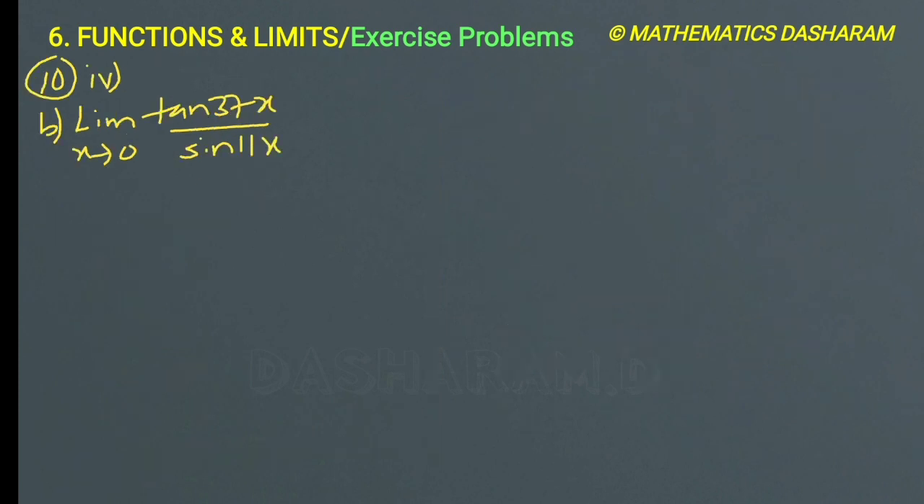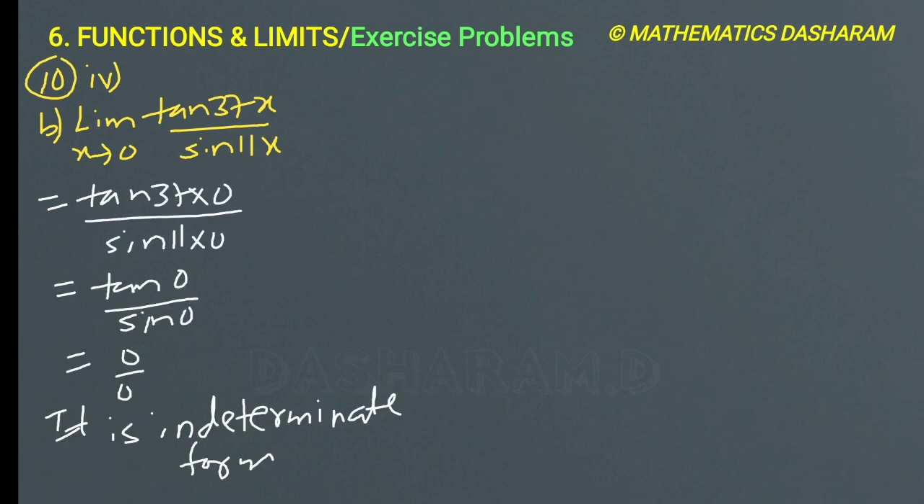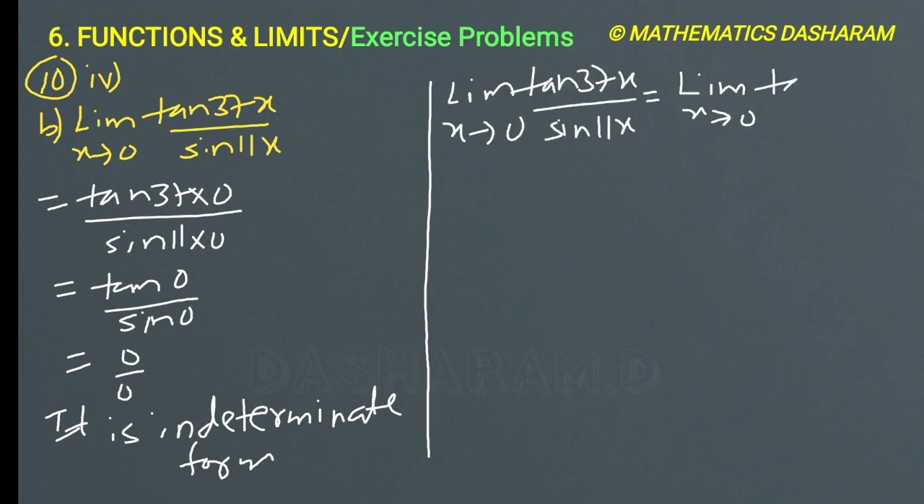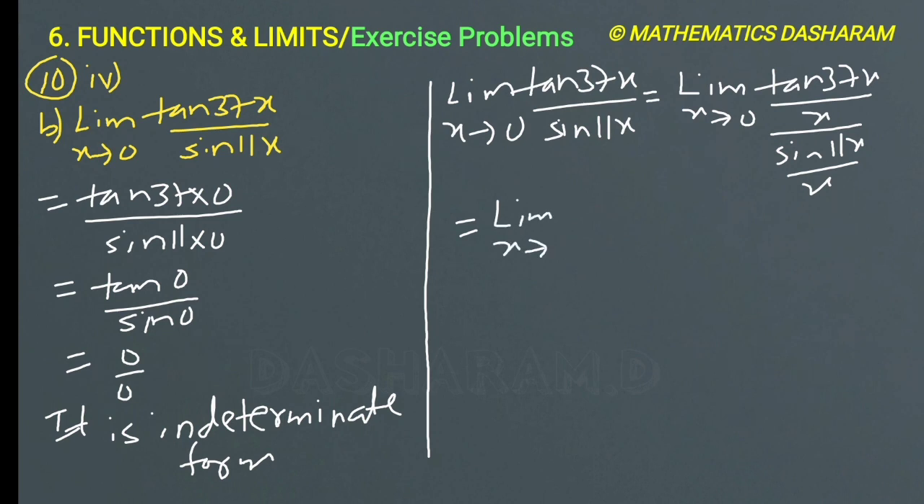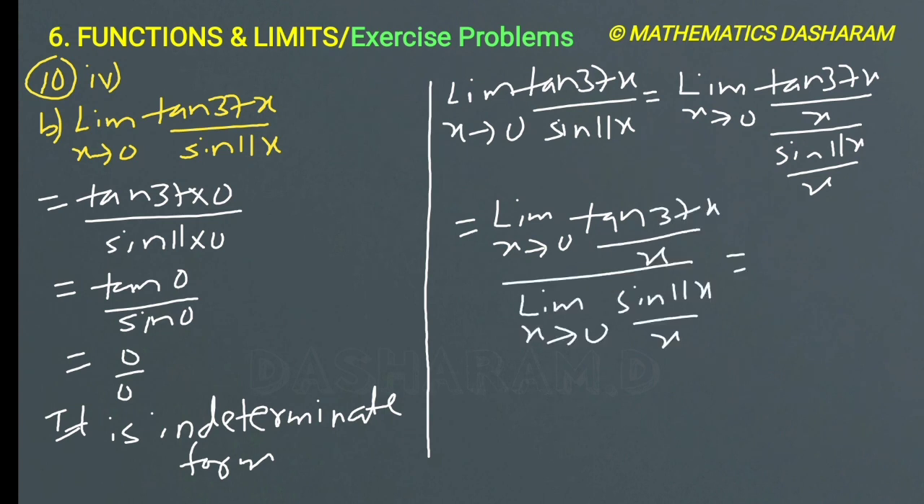B question, limit x tends to 0, tan 37x divided by sin 11x. So substitute x equals 0 in this. So then it is indeterminate form. So numerator divide with x and denominator also divide with x. Now apply the limit for numerator fraction and for denominator fraction separately. Then as per the formula, the numerator answer is 37 and denominator answer is 11. So 37 by 11 is our required answer.